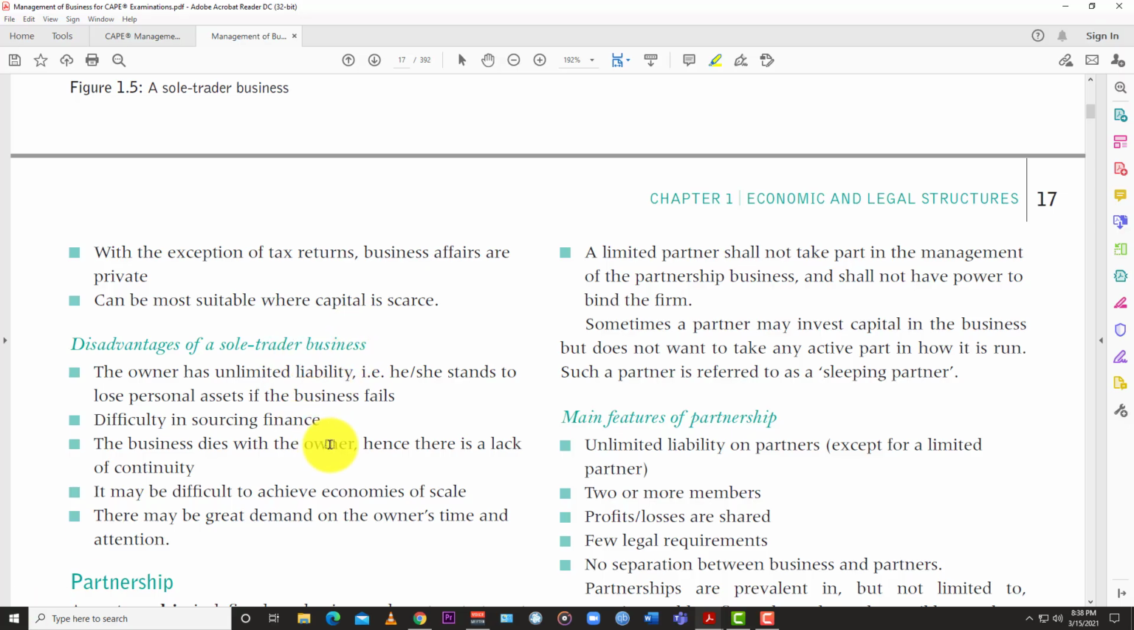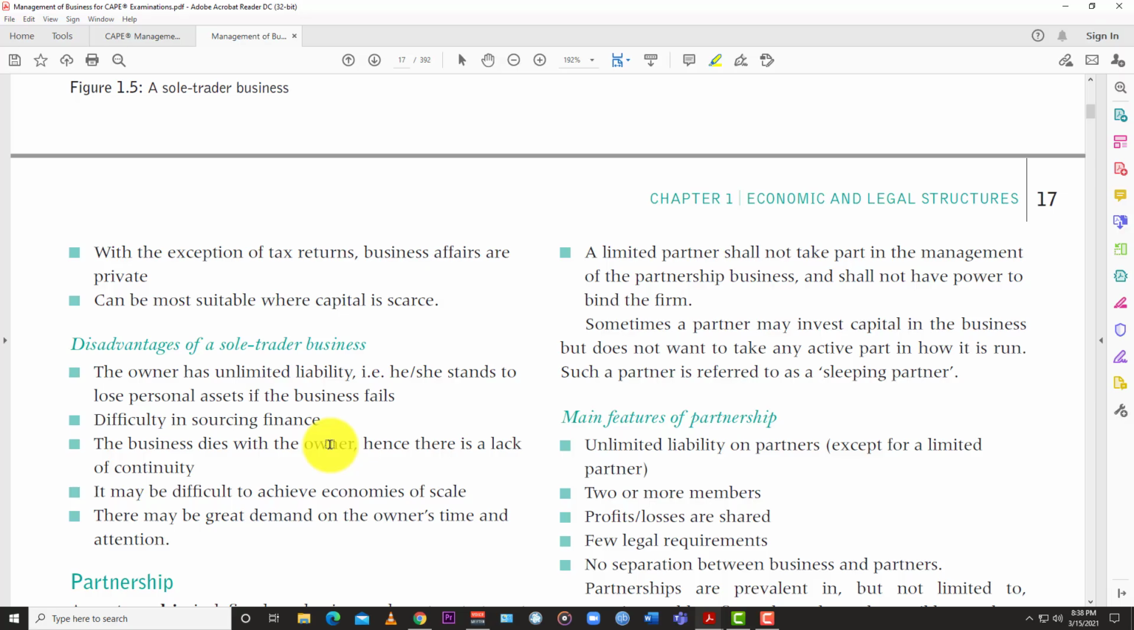The business dies with the owner, hence there is a lack of continuity. Again, I said that before. The business dies when the owner dies. If it comes back in the same name, is it the same legally? No, it's a new business legally. If somebody dies and somebody else takes it up, it's a different business altogether. It's not the same.